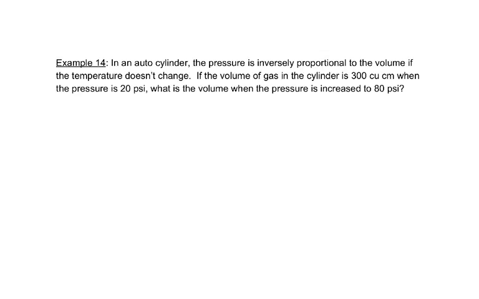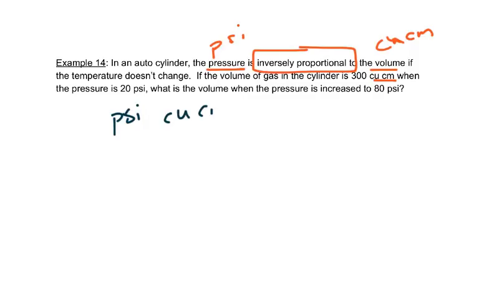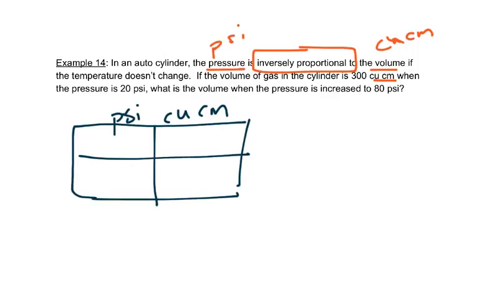In an auto cylinder, the pressure is inversely proportional to the volume if the temperature doesn't change. So here we have pressure inversely proportional to volume. If the volume of gas in a cylinder is 300 cubic centimeters, so that's the volume, when the pressure is 20 psi, so it tells us the pressure is measured in psi, what is the volume when the pressure is increased to 80 psi? So we have two different units here. We have psi and cubic centimeters. It doesn't matter what order you put the units on the top. It just matters that you label it.